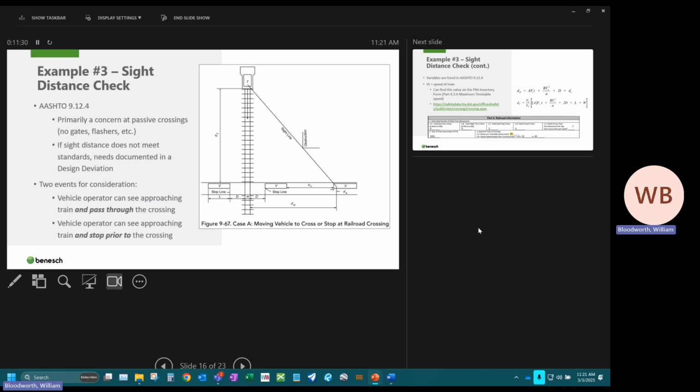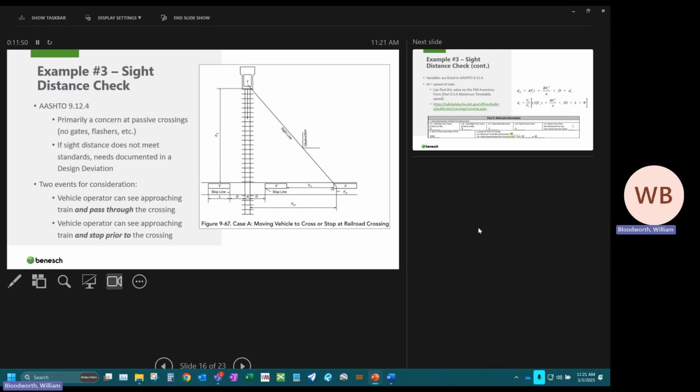This is primarily a concern at passive crossings where there are no train activated devices and the driver is making the decision on whether it's safe. If your site distance doesn't meet this, because it's in the Green Book and not a GDOT standard DPM thing, it's just a design deviation in your project. So as the engineer of record, you would file a design deviation if your site distance doesn't meet.